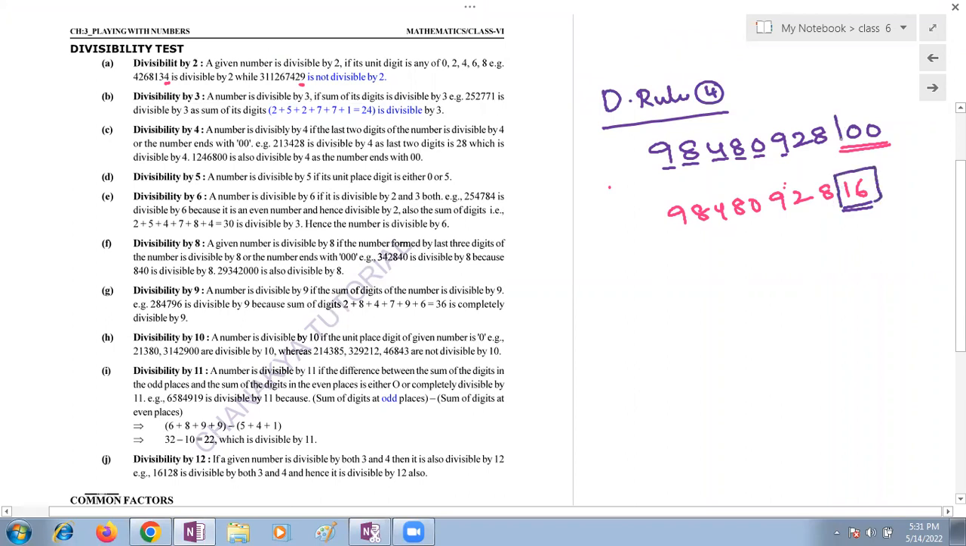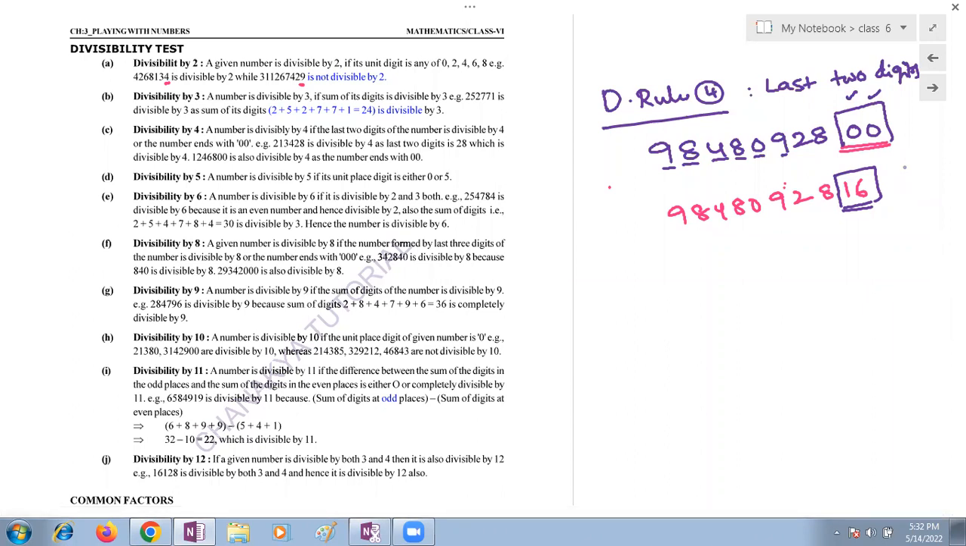Exactly. Whatever the big number, children, you don't think about the big number. You only need to check the last two digits: the units digit and the tens digit. Either both should be 0, 0, and the given number is divisible by 4, or the last two digits should be exactly divisible by 4. Then we can say that the given number is exactly divisible by 4. Hope you understood, children, divisibility rule 4.